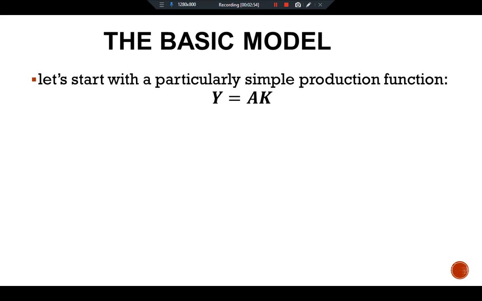Notice that this production function does not exhibit the property of diminishing returns to capital. One extra unit of capital produces A extra units of output regardless of how much capital there is. This absence of diminishing returns to capital is the key difference between this endogenous growth model and the Solow model.